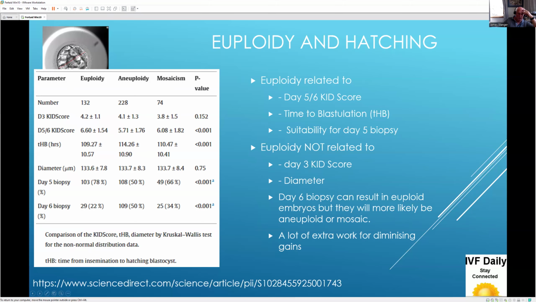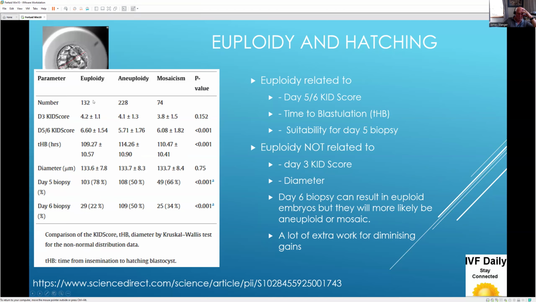And likewise, the time to hatching, just under 110 hours for euploid, 114 for aneuploid, and 110 for mosaic. So there's a significant difference between them, but the euploid and mosaic embryos were behaving much the same. And in relationship to the paper, the diameter of the blastocyst was the same regardless of whether they're euploid or aneuploid.